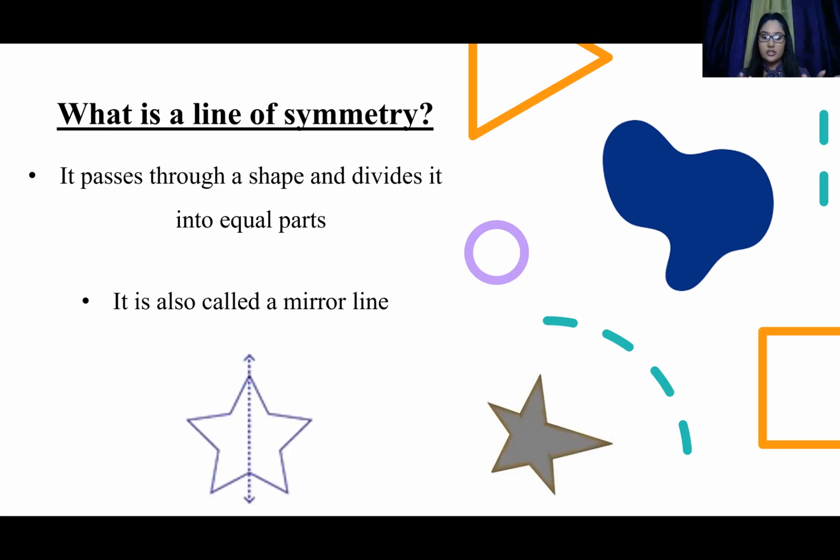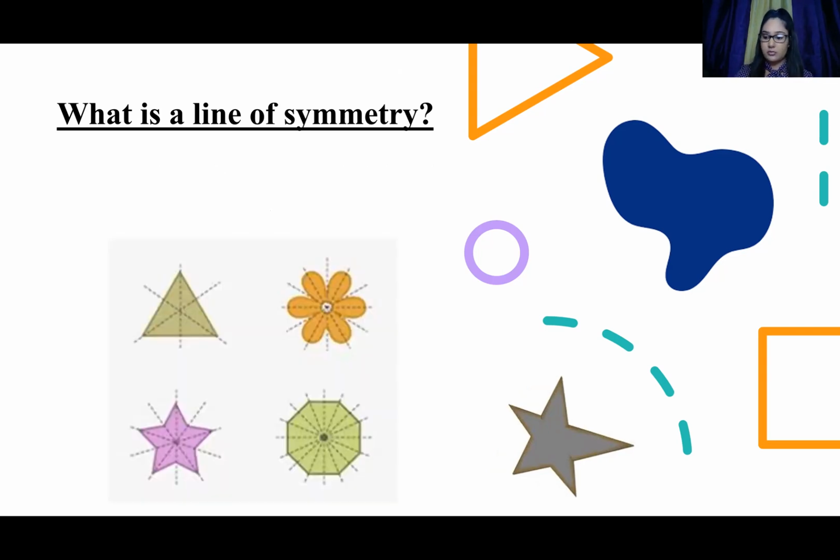So let's look at another shape. Look at the star at the bottom of the screen. The line passes from the top to the bottom, and it divides the shape into two equal parts. Okay, let's look at some other examples.